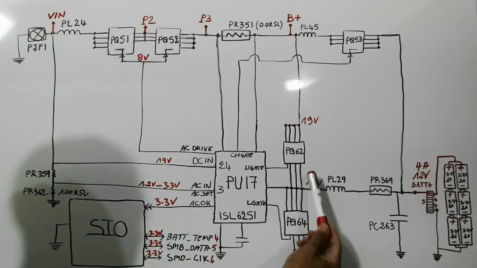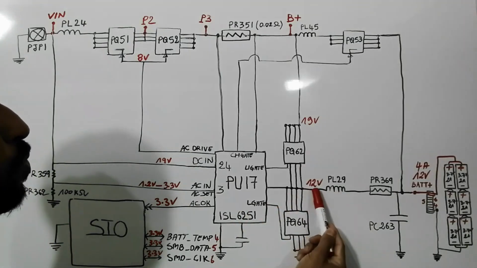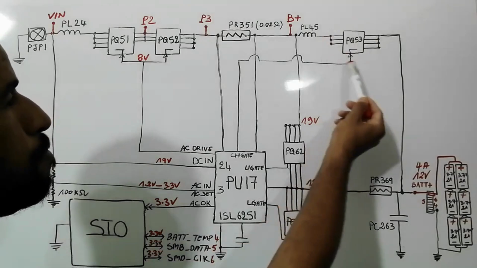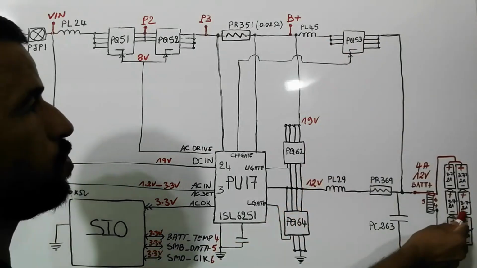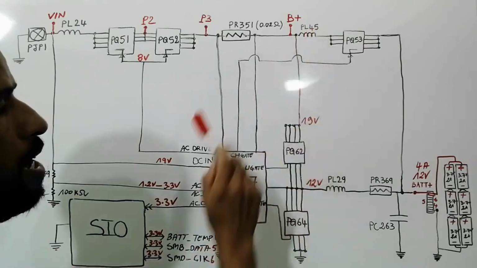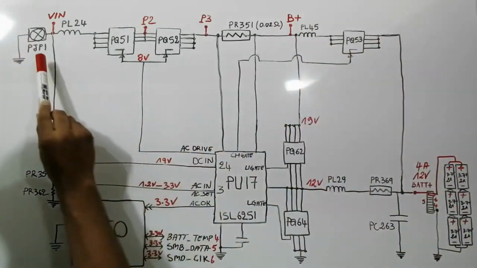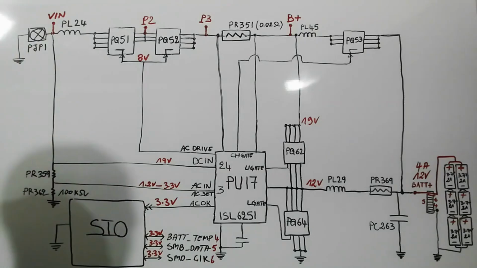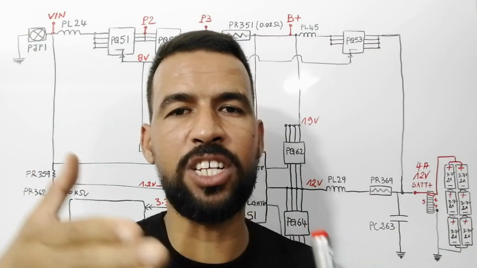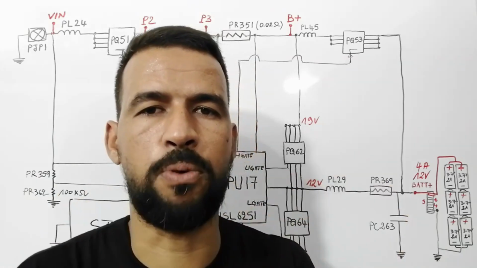Here we have two voltage regulators that will generate the 12 volt to charge the battery. Then here we have the MOSFET or the switch for the battery, and also its inductor, PL45. But this channel will only work when the adapter is removed. So now let's see how voltage travels in the circuit step by step from one point to other points.